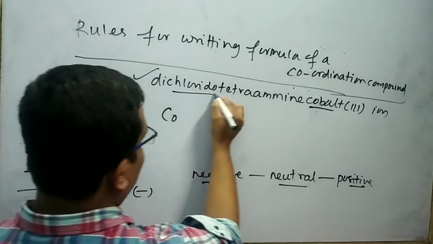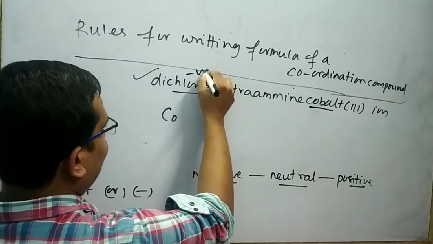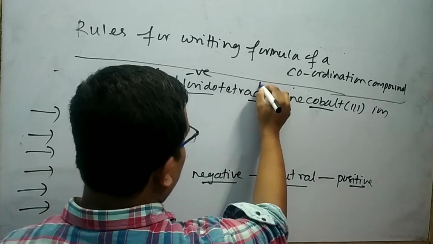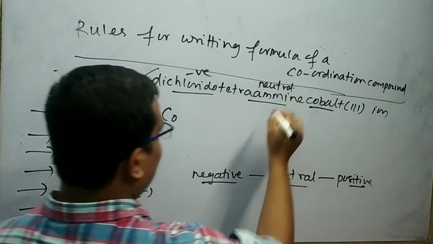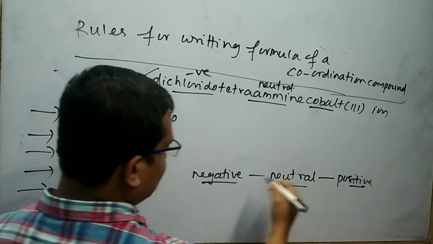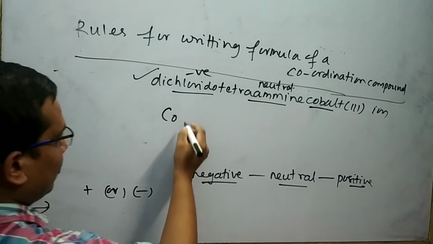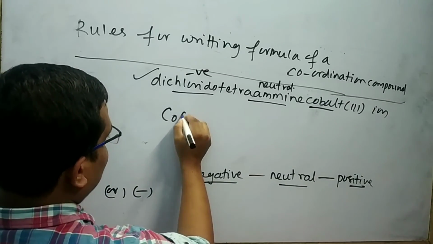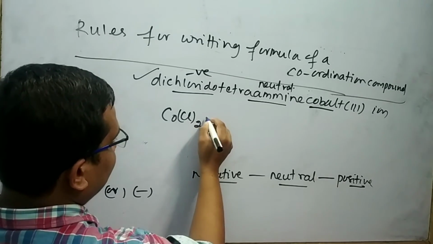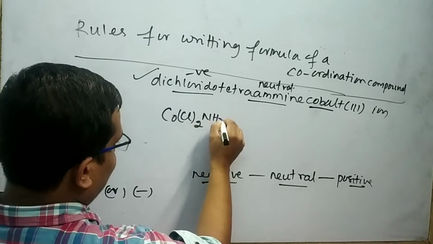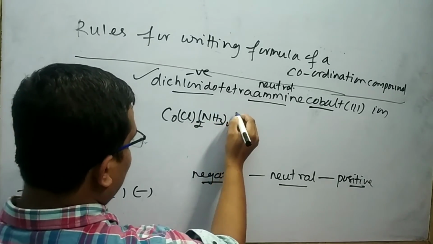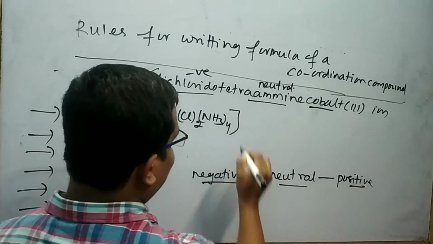There are two types of ligand. One is your negative ligand, another is your neutral ligand. We know that negative ligand is written first, then the neutral ligand. So here I can write Cl2, NH3 4. Then I will give the square bracket.